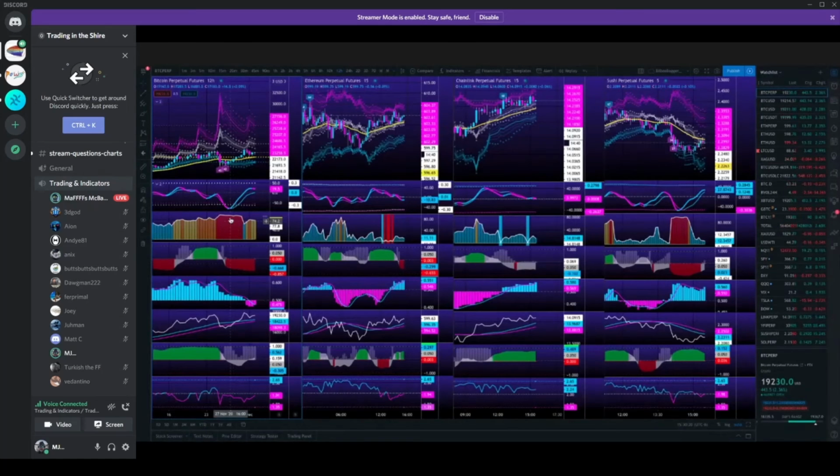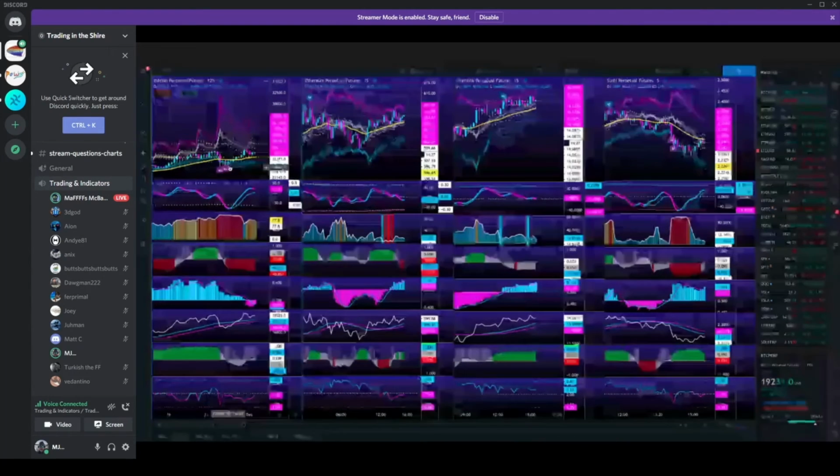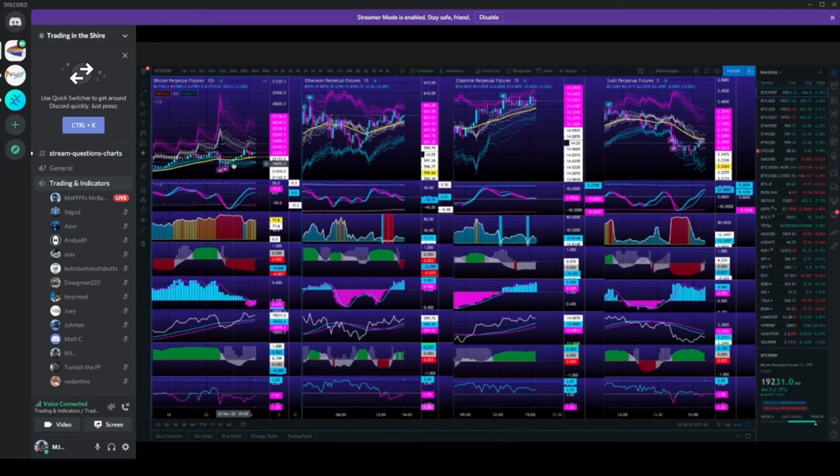HVP is contracting, and you can see where price action starts walking up right when it gets negatively correlated while HVP is contracting. Price action just walks up. Boom, boom, boom, boom, boom.